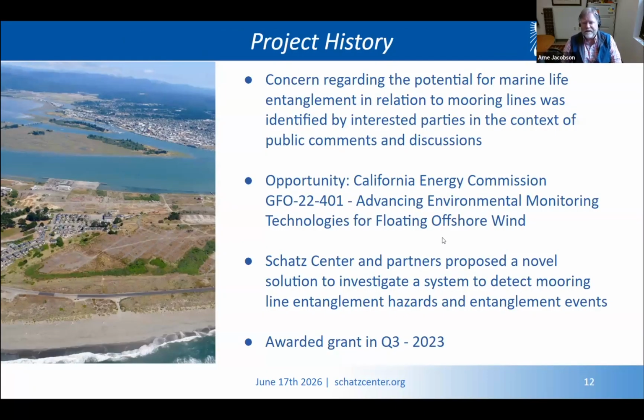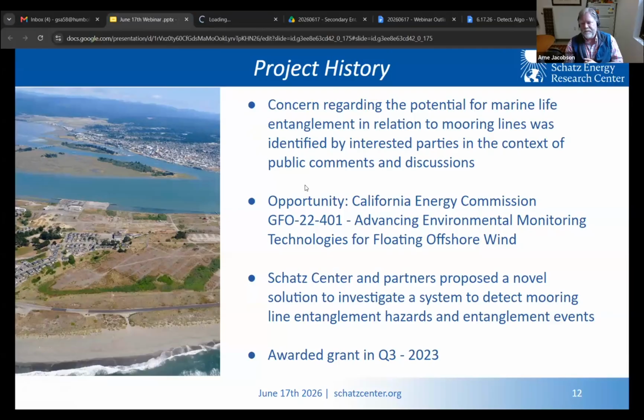So in terms of this particular project, it's in response to concern that had been raised in a number of conversations and public comment periods regarding the potential for marine life entanglement in relationship to mooring lines on offshore wind-related infrastructure. We saw an opportunity when the California Energy Commission put out a call for proposals under GFO 22-401, which was advancing offshore wind monitoring technologies for floating offshore wind. We ended up proposing a novel approach for investigating a system to detect mooring line entanglement hazards and entanglement events, and were awarded a grant to pursue that work in the third quarter of 2023. Next slide.